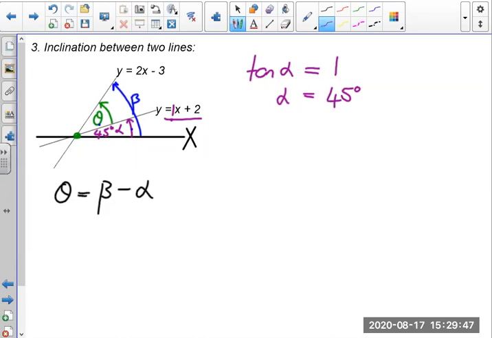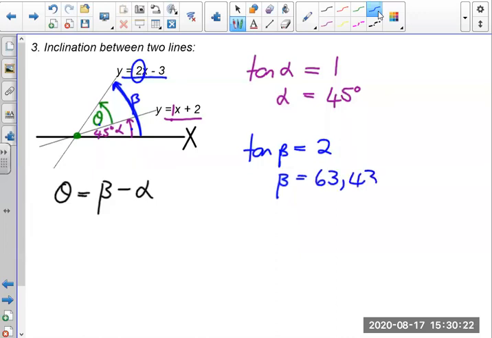But I can do the same for the other line. This beta is the inclination for that line. And you know that there's the gradient of that line. So now I can say tan of beta is equal to the gradient, which is 2. And if you say shift tan 2, you are going to get that angle beta as 63,43 degrees. So this big angle, this blue angle here, is 63,43.